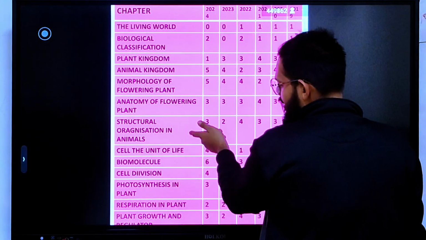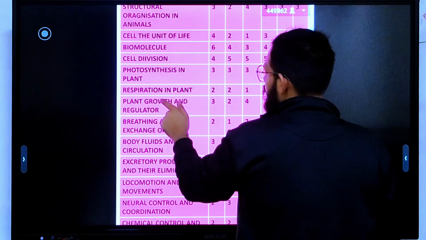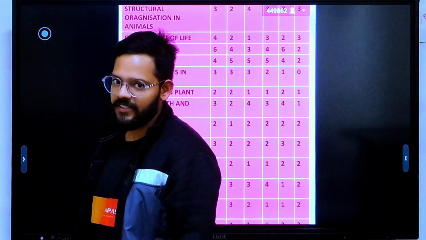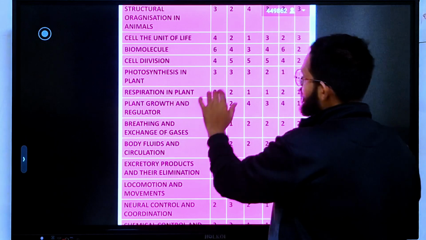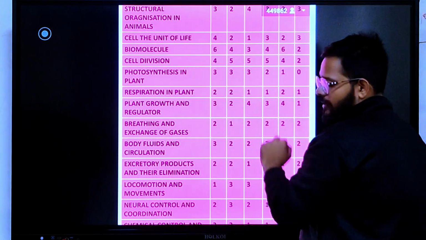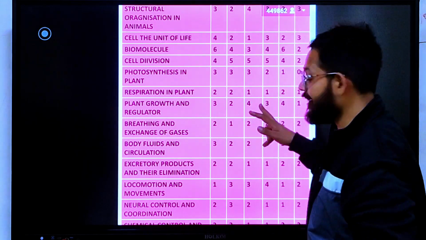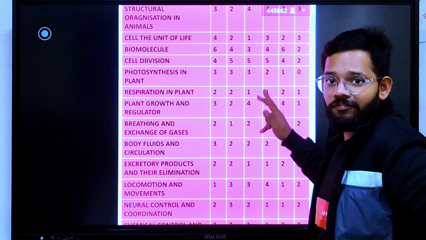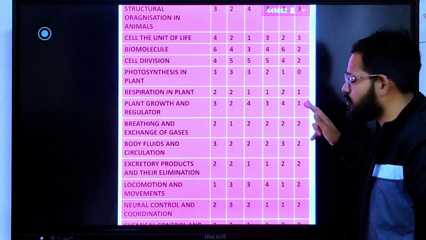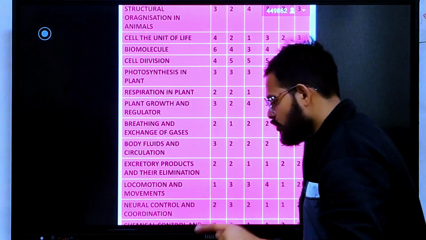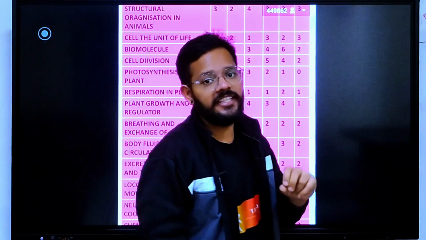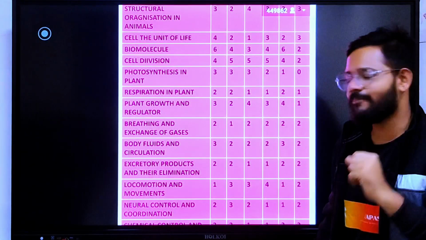Okay, next one is plant growth regulators. Hormones of plants: auxin, cytokinin, gibberellin, abscisic acid, ethylene. So in 2024 you have 3 questions from this. In 2023 you have 2, in 2022 you have 4, in 2021 3, again in 2020 you have 4, and 2019 has only 1. So maybe this year again this chapter gives you 2 opportunities, means 2% to score 8 marks.